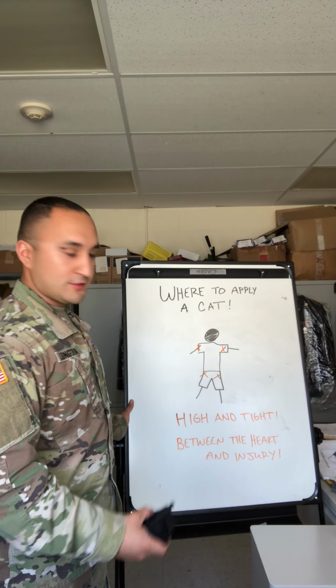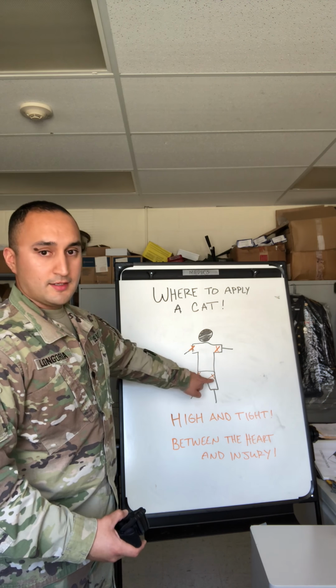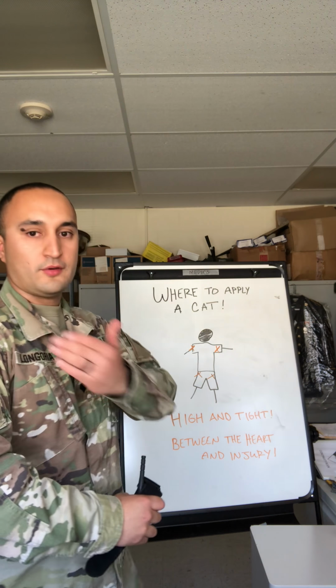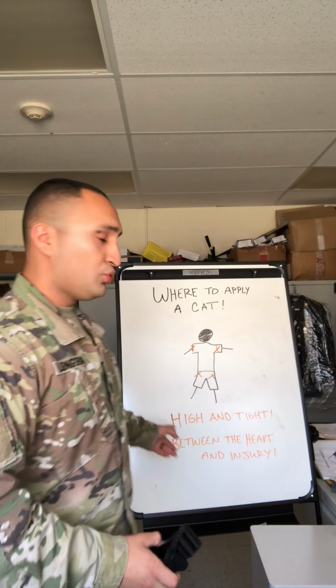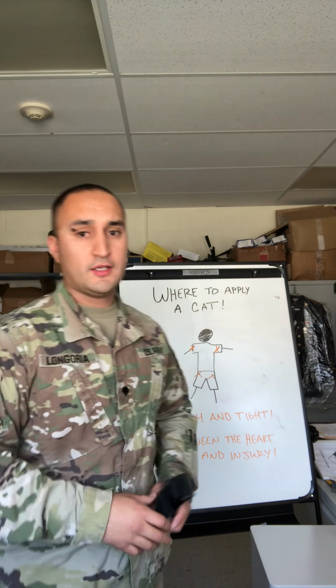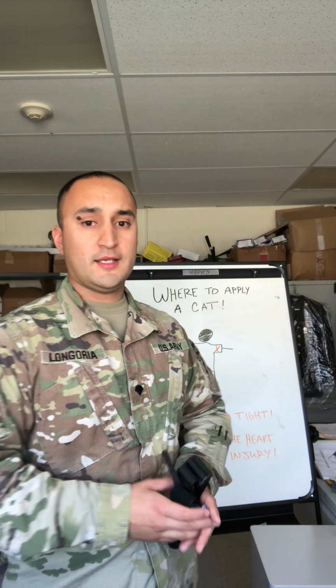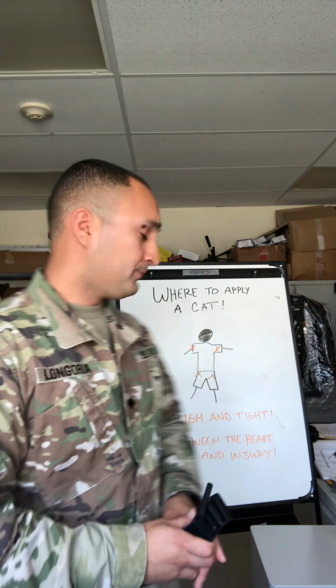Now, excuse my drawing here, but the 4 X's indicate where a combat application tourniquet can be applied, whether it's at the top of the arms or the top of the legs, just above the thigh and the groin area. So the 2 rules of applying a combat tourniquet are high and tight, which means you want to place the tourniquet as high as you can above the wound to make sure that you occlude the blood flow fully.